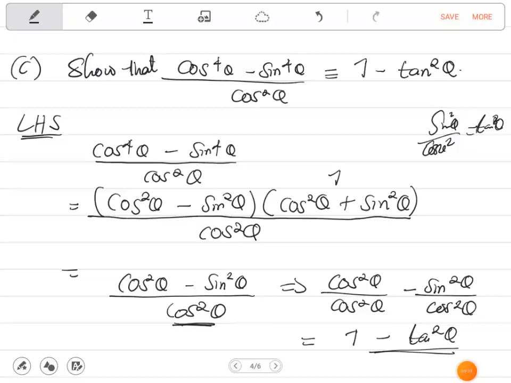So for now, we'll just look at those 2. Next time, we are going to look at other identities.